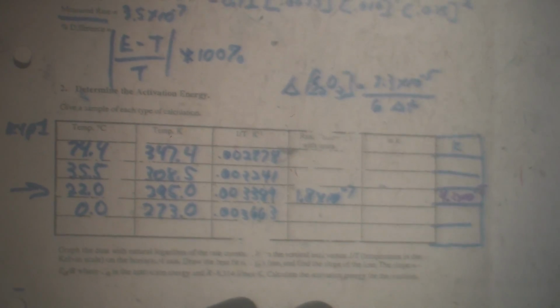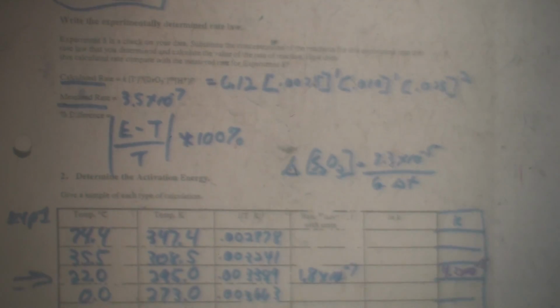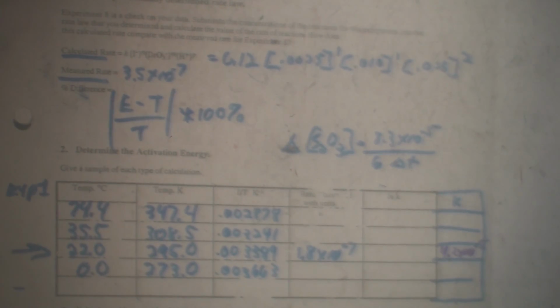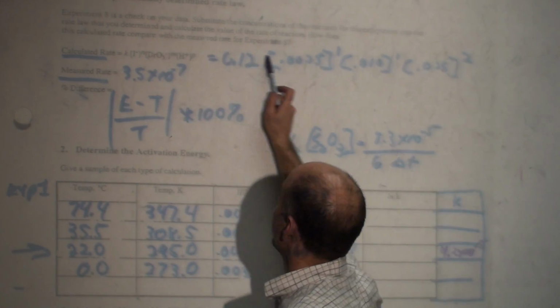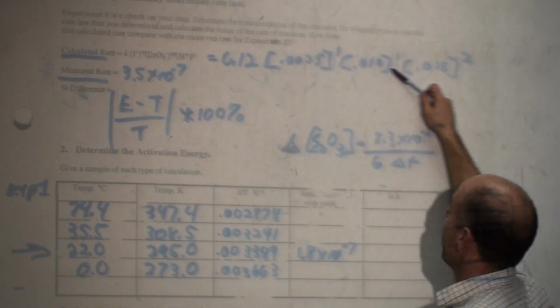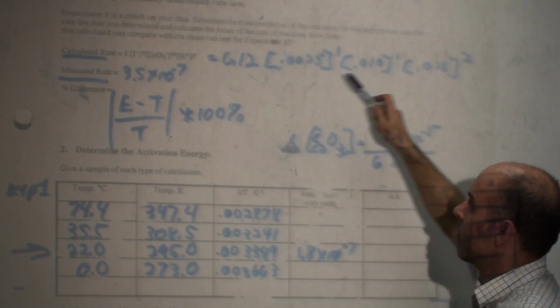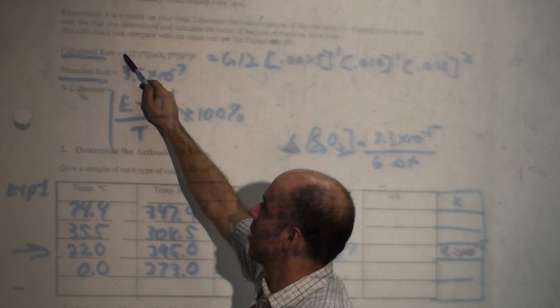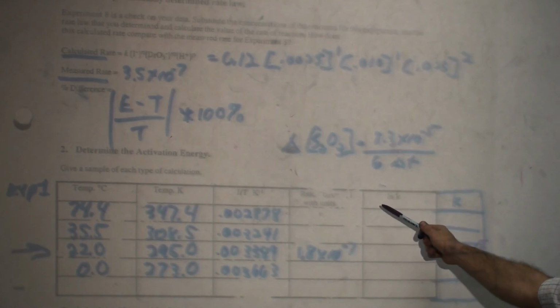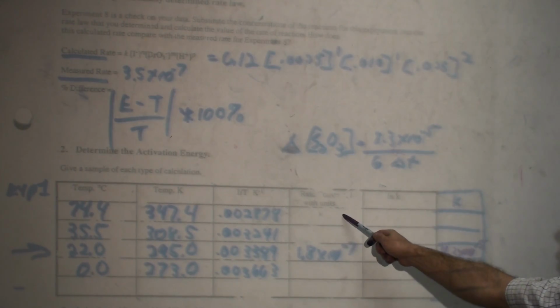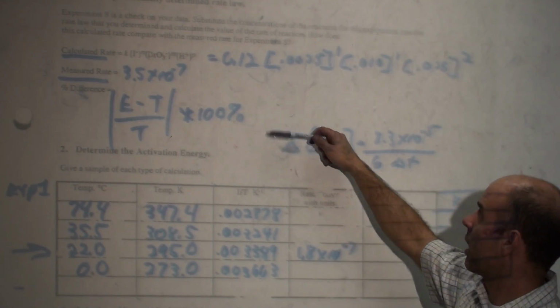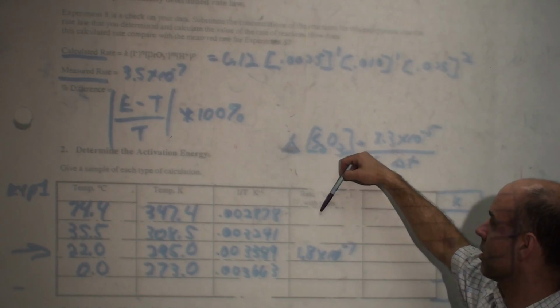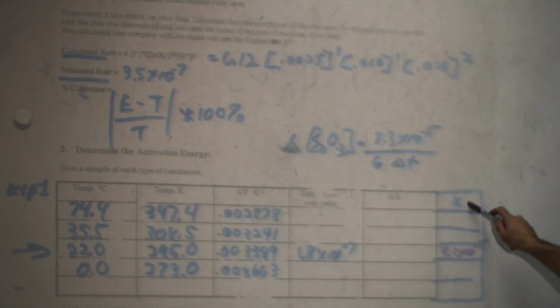So you found K. We know the whole rate law now. Find K with the new temperatures. So you've got a new rate. Okay, you've got a new rate. Find K, and then take the ln of that.